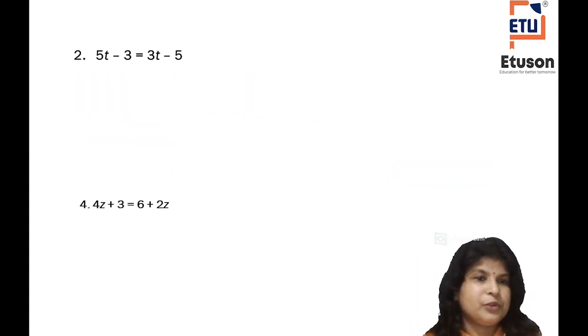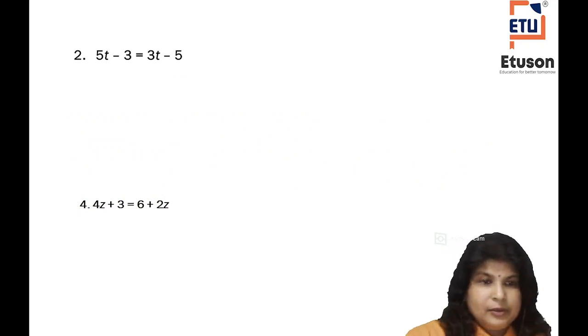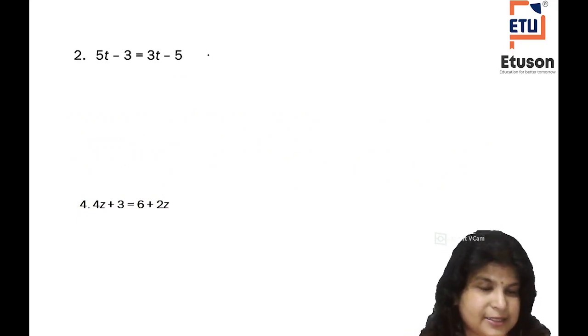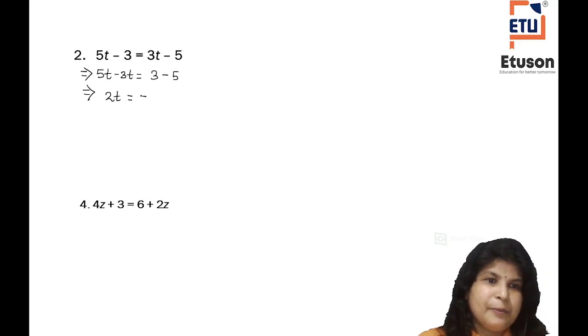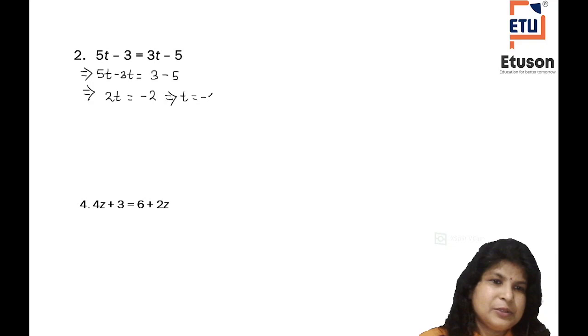Okay, so the first question is 5t minus 3 is equal to 3t minus 5. So it implies, what will I write? I will take all the variables to one side, that is 5t minus 3t is equal to, transposing minus 3 to the other side, it becomes positive. So 3 minus 5. So what will be the answer here? So 2t is equal to minus 2. So what's your answer then? It implies t is equal to minus 1.